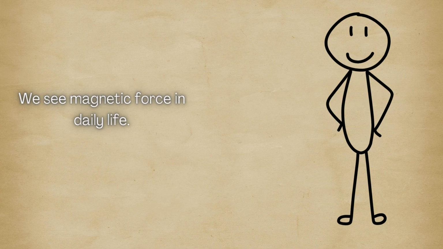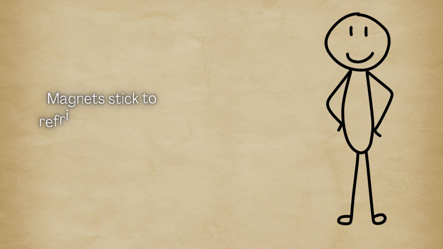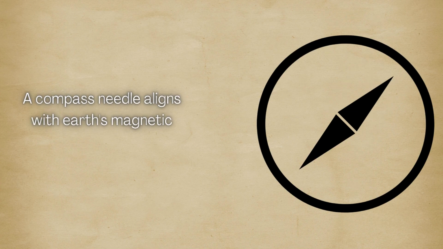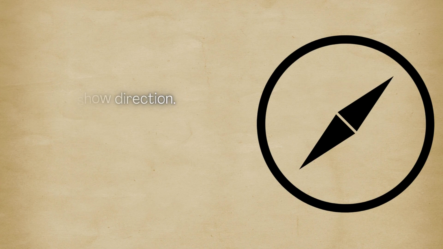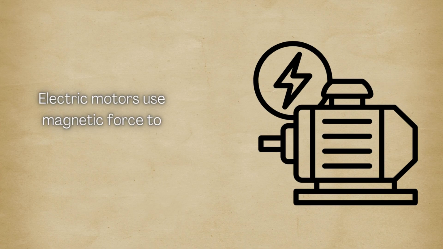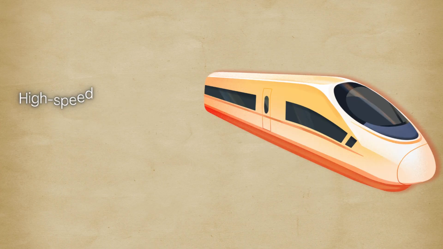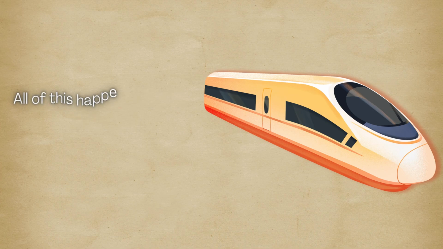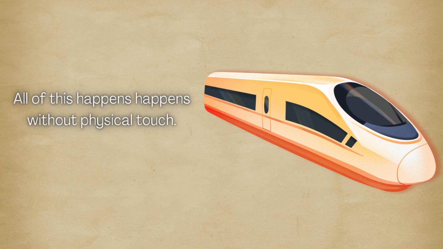We see magnetic force in daily life. Magnets stick to refrigerator doors. A compass needle aligns with Earth's magnetic field to show direction. Electric motors use magnetic force to create motion. High-speed maglev trains float using magnetic repulsion. All of this happens without physical touch.